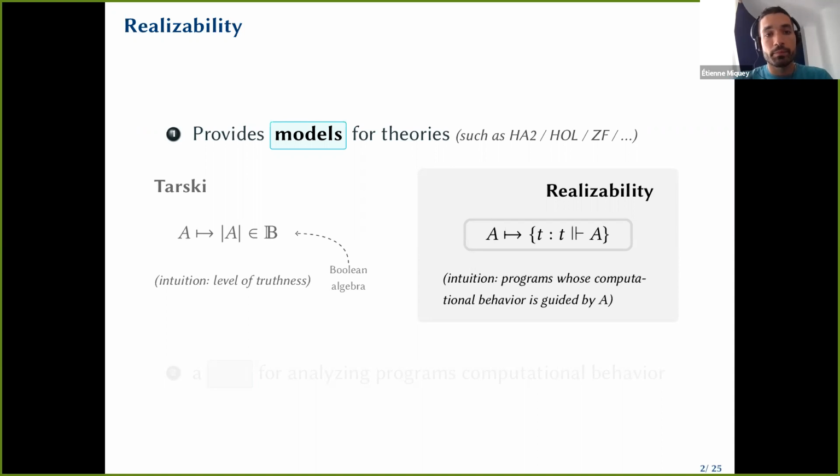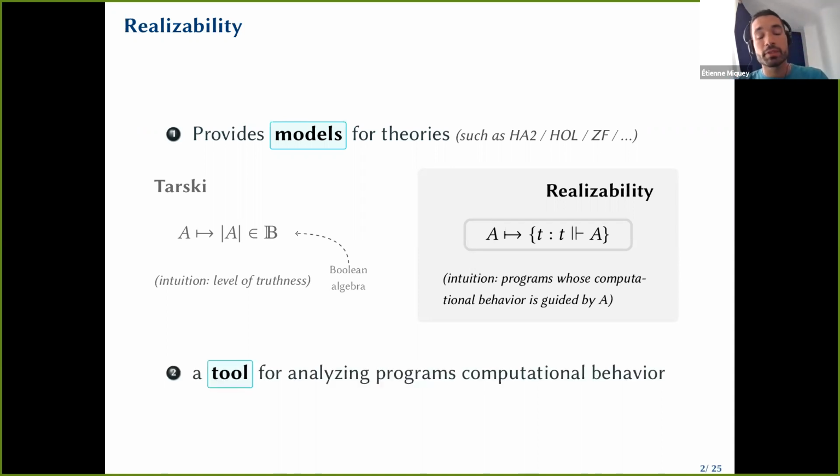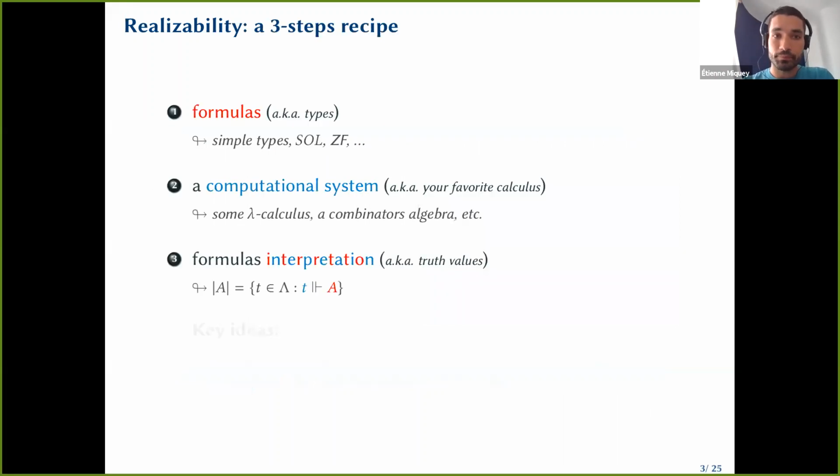And besides defining models, realizability is also a very powerful tool in order to analyze the computational behavior of programs. In particular, it allows us to extract computational information from logical information, in particular from typing properties of programs. We get a way to extract strong computational properties.